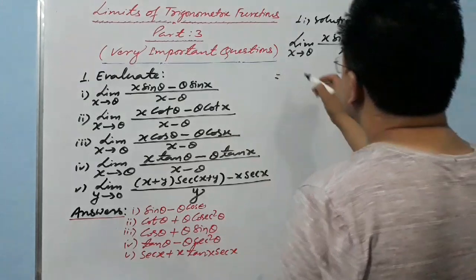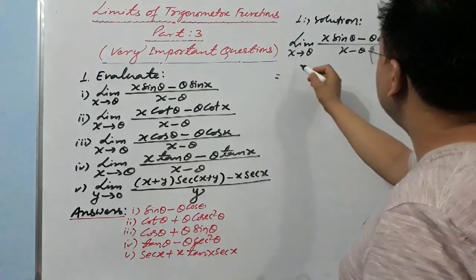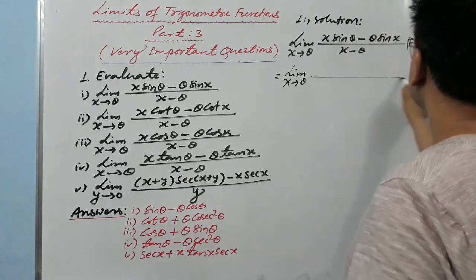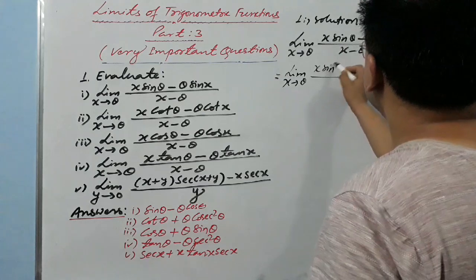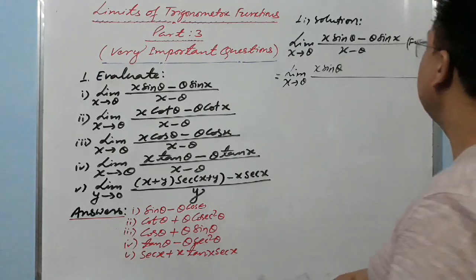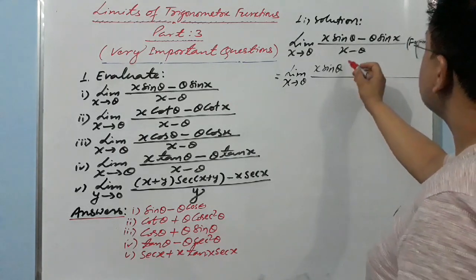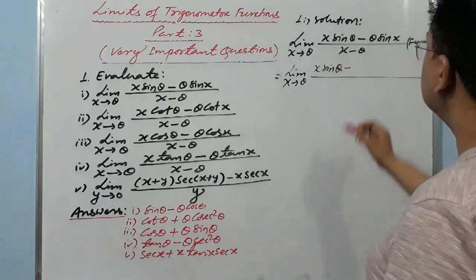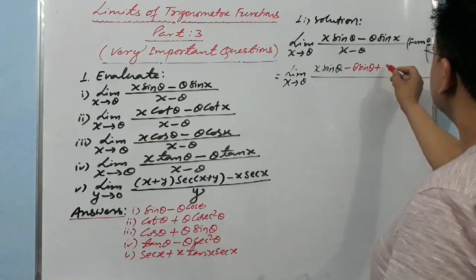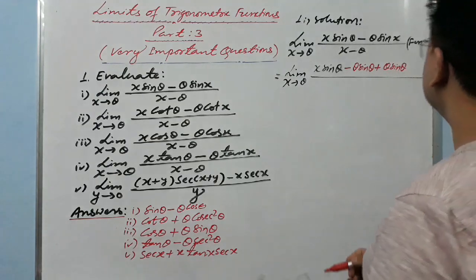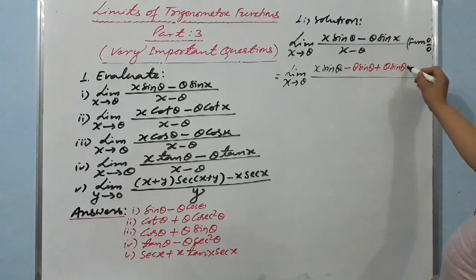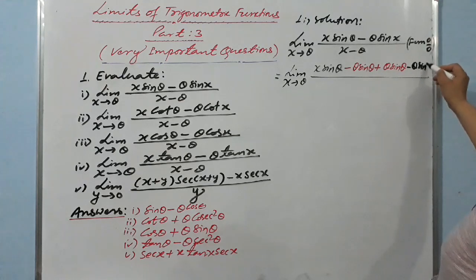See the next step. A very simple arrangement I will tell you. Limit as x tends to theta of x sin theta minus theta sin theta plus theta sin theta, let me write with red pen. You just have to add and subtract, then minus theta sin x.